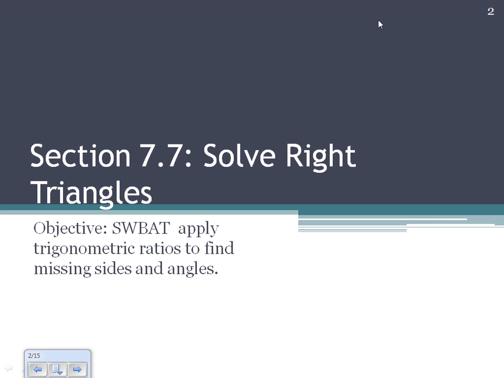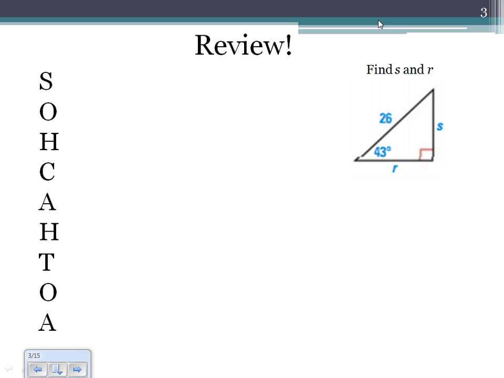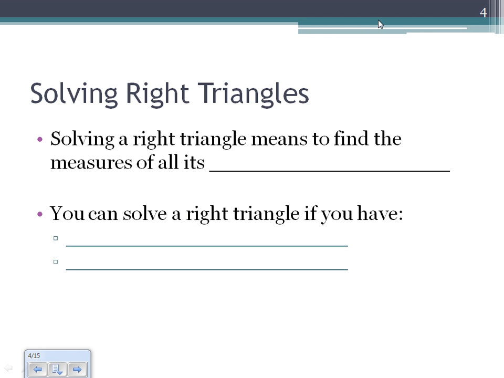All right, so section 7.7. We just did the review. So we need to talk about solving right triangles today. Solving right triangles. And this is something you probably haven't heard yet. So far we've been finding all the sides, right? Like in this problem we found the two sides. In 7.7 we're going to find everything.